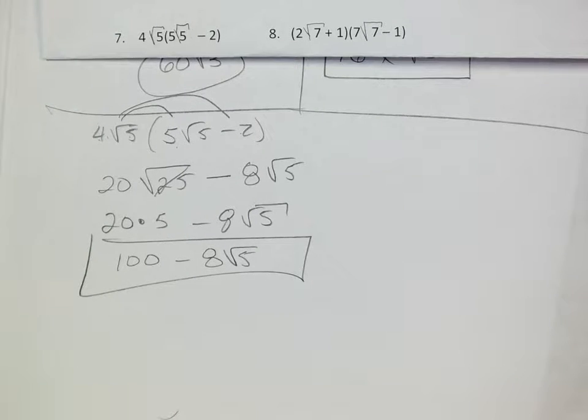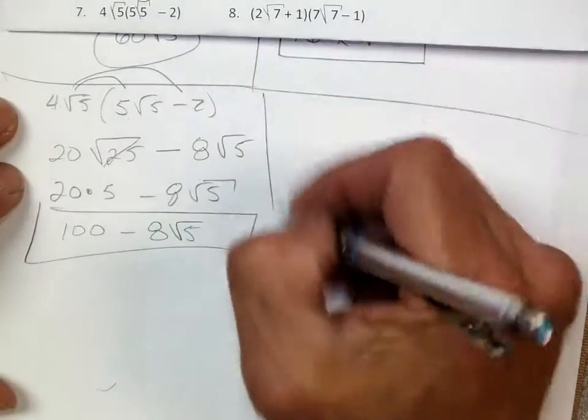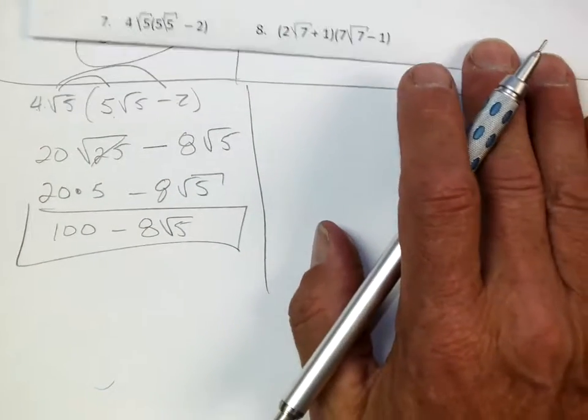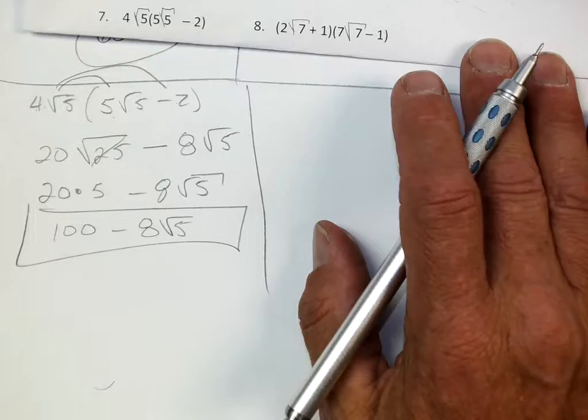Okay, how am I doing? Thumbs up? Good. All right, number 8. Let's put number 8 here. And am I going slowly enough? Okay. All right, number 8.